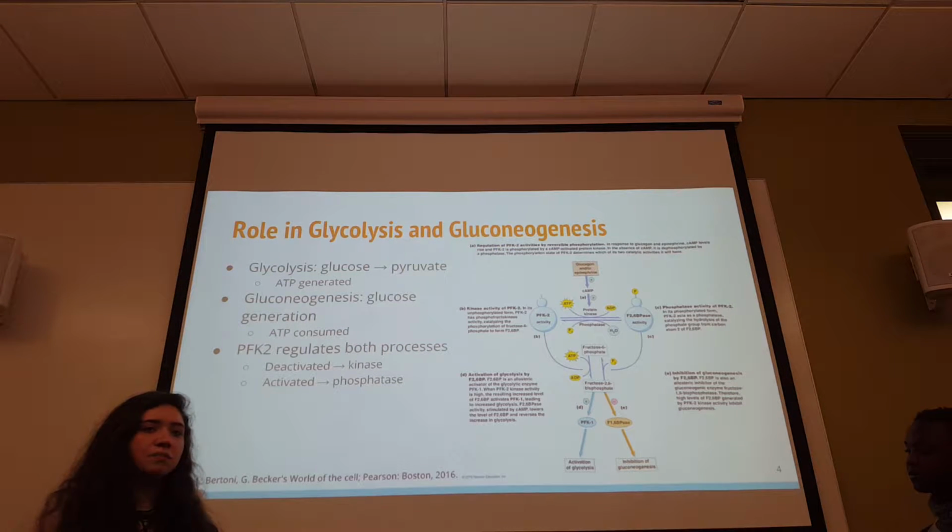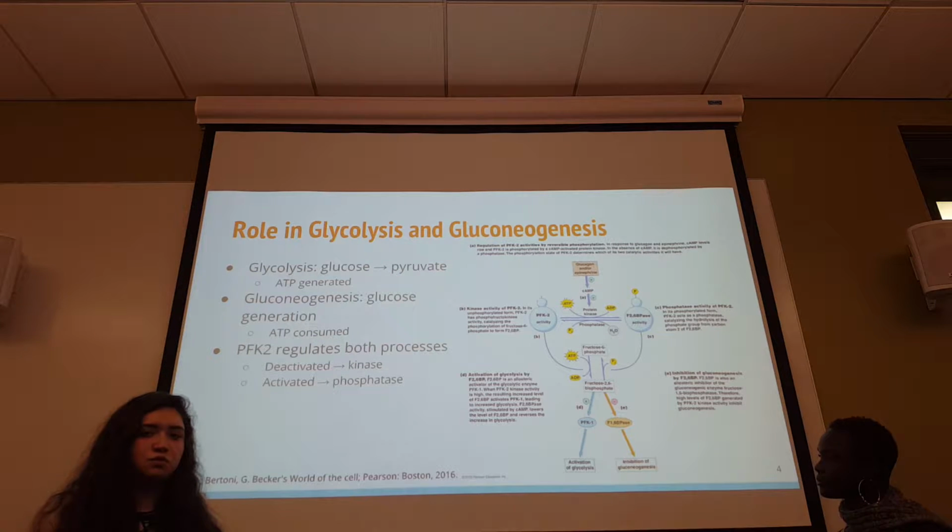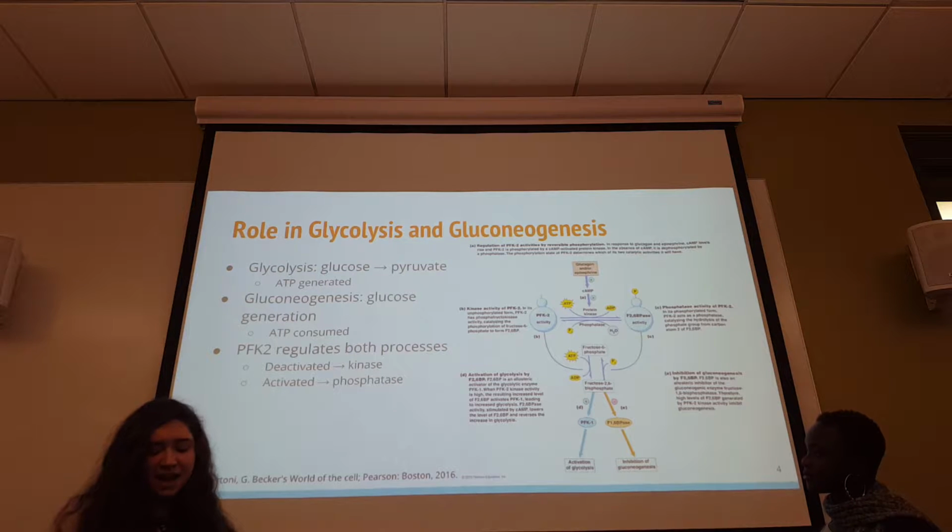Glycolysis is when one molecule of glucose is converted into two molecules of pyruvate, and during this process ATP is generated. Gluconeogenesis is the opposite of this process, where glucose is generated from two molecules of pyruvate and ATP is consumed. Phosphofructokinase-2 regulates both of these processes depending on its phosphorylation state. When it is dephosphorylated, it is deactivated, it acts as a kinase, and glycolysis is activated. When it is phosphorylated, it is activated, it acts as a phosphatase, and gluconeogenesis is inhibited.